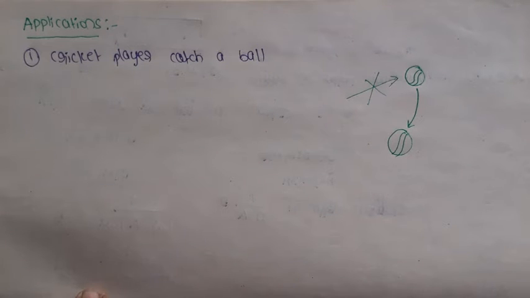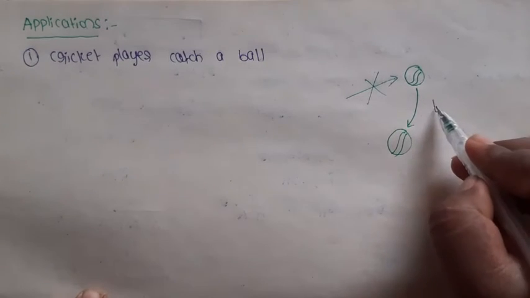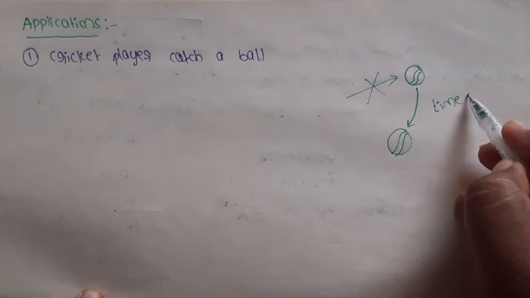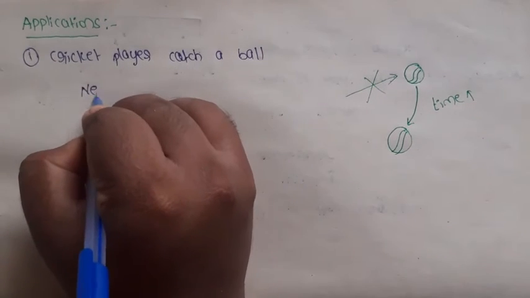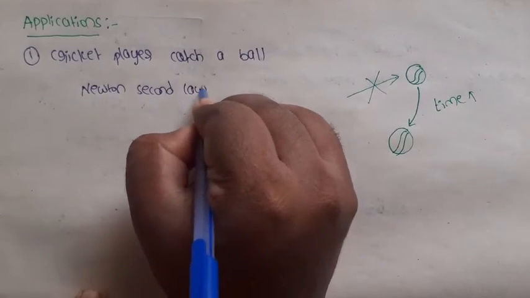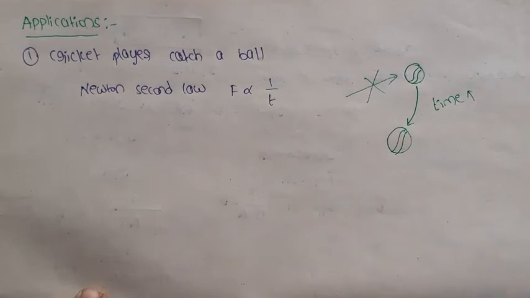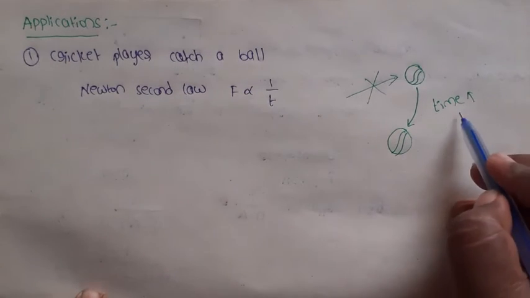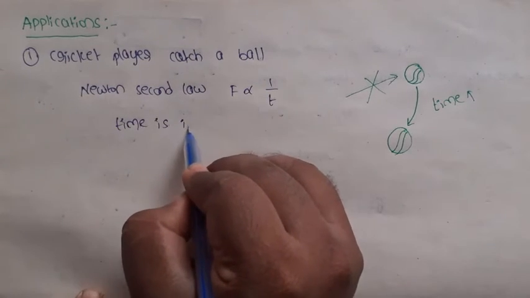Why? Because when the cricket player drags his hands like that, the time will increase. According to Newton's second law, F is inversely proportional to time. So here the time is increased.